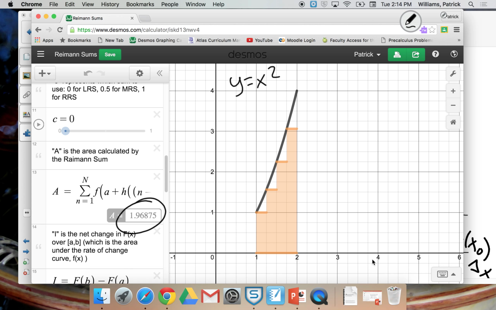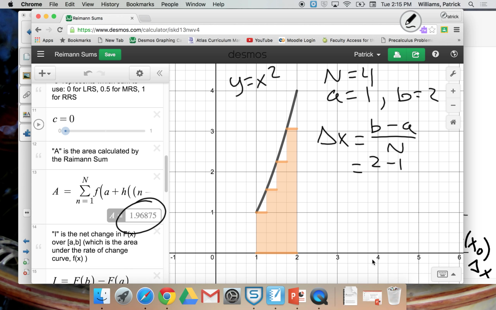If some of you didn't get that, let's first look at how we find the base of each rectangle. Remember, we have n equals 4, starting from a equals 1 and ending at b equals 2. The base of each rectangle is b minus a over n, or 2 minus 1 over 4, which is 0.25. That's going to be the base of every one of our rectangles. That means this x value will be 1.25, this x value will be 1.5, and that x value will be 1.75. So that gives us our 5 important x values for calculating the Riemann sum.